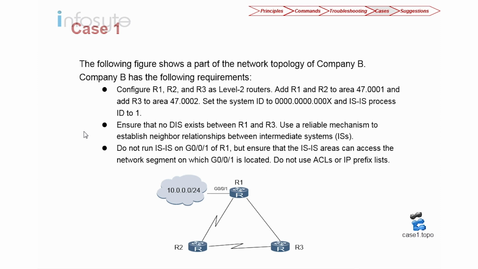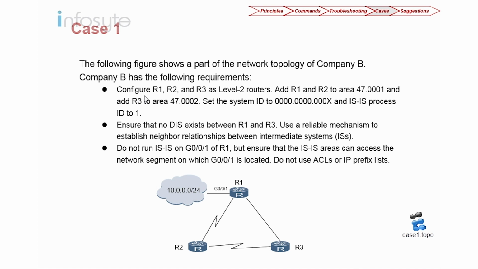Now let's look into the case study on ISIS. We have company B with the new topology. We have R1, R2, and R3. R1 connects to R2 using serial, R2 to R3 serial, and R1 to R3 is using Ethernet. Okay, let's look into the requirements. There are 3 requirements here.